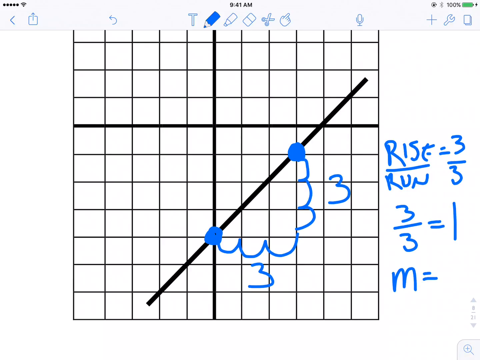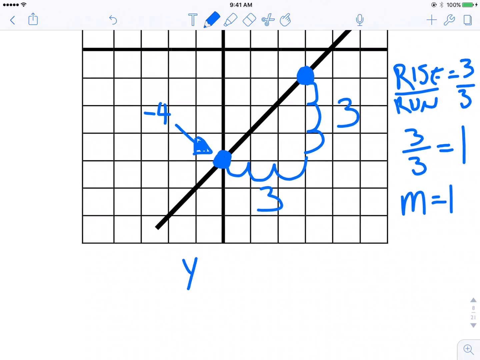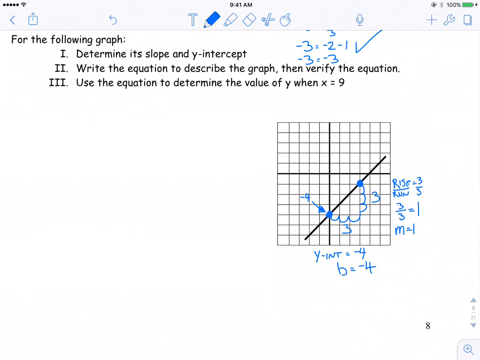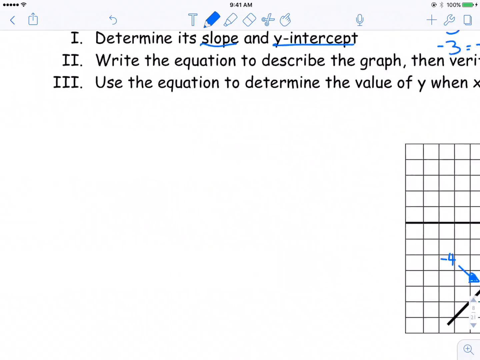M equals 1. What's my y-intercept? Well, my y-intercept is the point where it crosses the y-axis. That happens to be this point right here. What's the y value of that? Well, that's -4. So my y-intercept is equal to -4. And remember, the y-intercept in my slope-intercept equation is b. So b is -4. So determine the slope and y-intercept. Done. Number 2, write the equation to describe the graph.